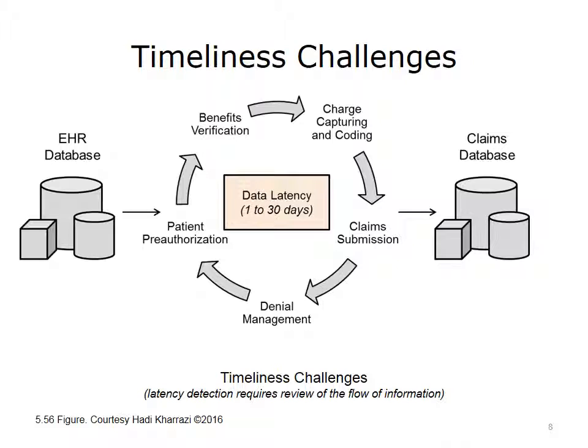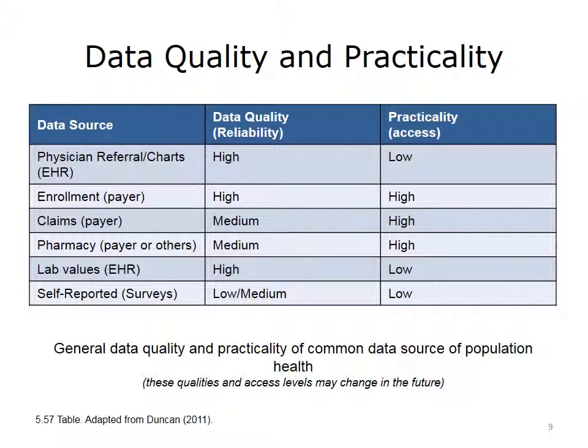Population health analysts should be aware of this data latency and consider models that fit with the existing information flows. This table shows the common data quality and accessibility issues of various population health data sources. Note that this is a general approximation for a group of data sources. Population health analysts should examine each individual data source carefully for potential data quality issues.